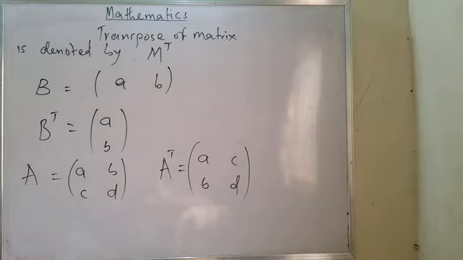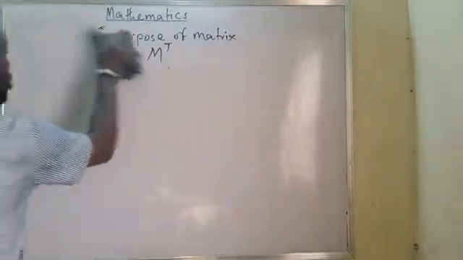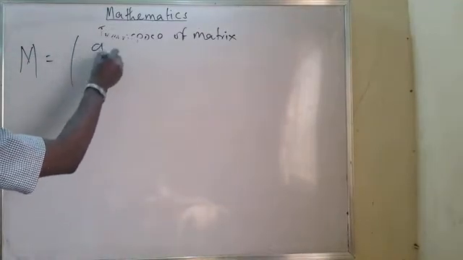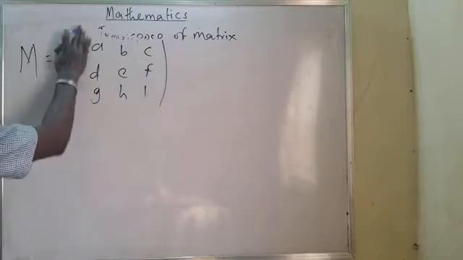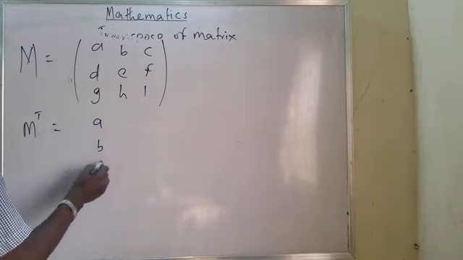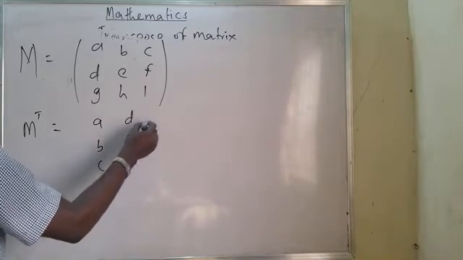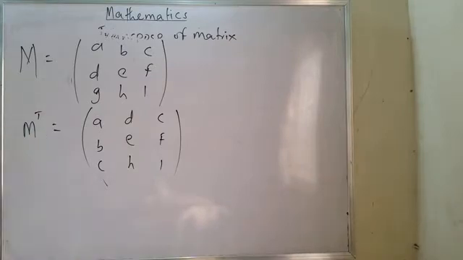Now, if it is a 3 by 3 square matrix, my M is like this: A, B, C, D, E, F, G, H, I. The transpose of this, M transpose, will be A, D, G, B, E, H, C, F, I. That is my transpose. It means the row will change to what? To column. The row will change to column. That is the transpose of a given matrix. That is how it's being done.